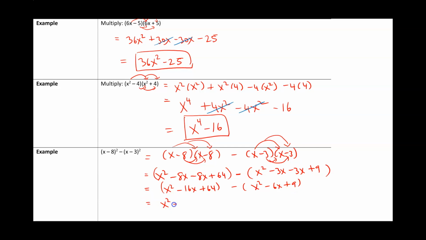So now we have x squared minus 16x plus 64. Now here's where you got to be very careful. Because that second parentheses has a negative sign in the front, we are going to distribute that negative sign. So this gives us a negative x squared. Negative times a negative is a positive 6x. Negative times a positive is a negative 9. So keep these both in parentheses until the very end, and then distribute that negative. So here's what happens. We have the x squared and negative x squared. Those are like terms, so they cancel and add up to be 0.